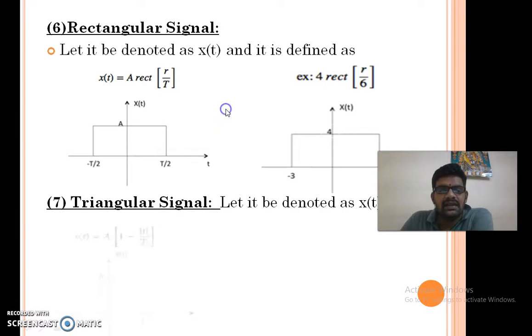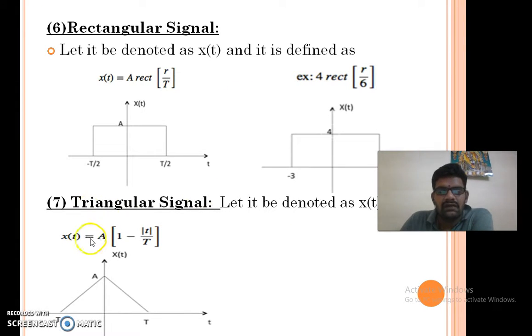Similarly, the triangular function, x of t equal to A times (1 minus mod t by T). Here the width of the pulse indicates minus T to plus T, so mod t by 2, that is, from minus 2 to plus 2, we have.